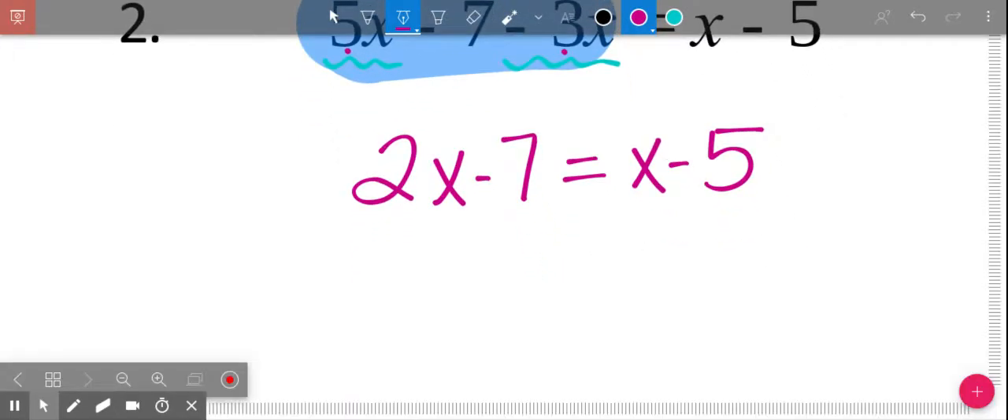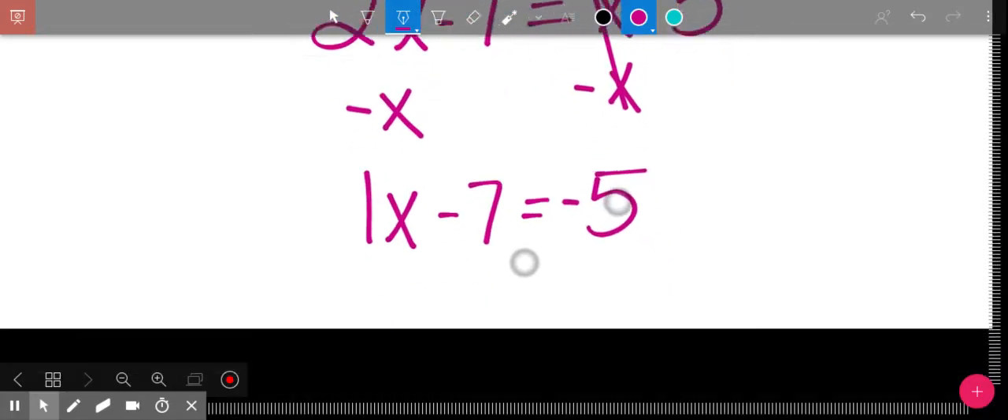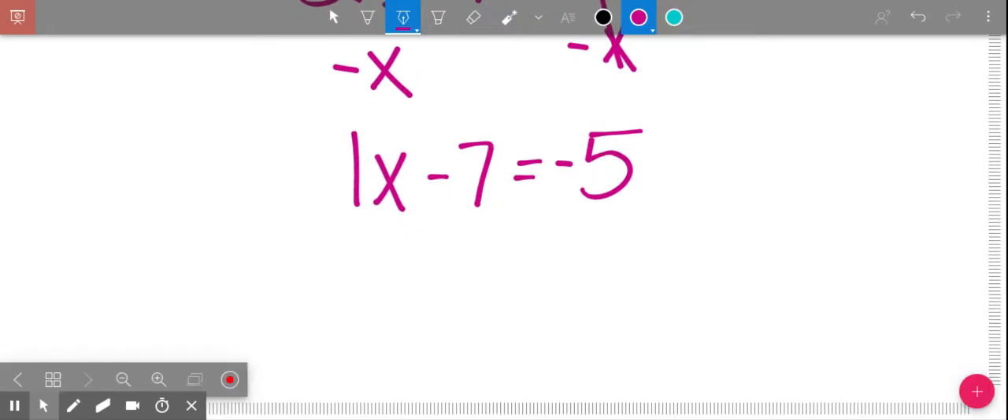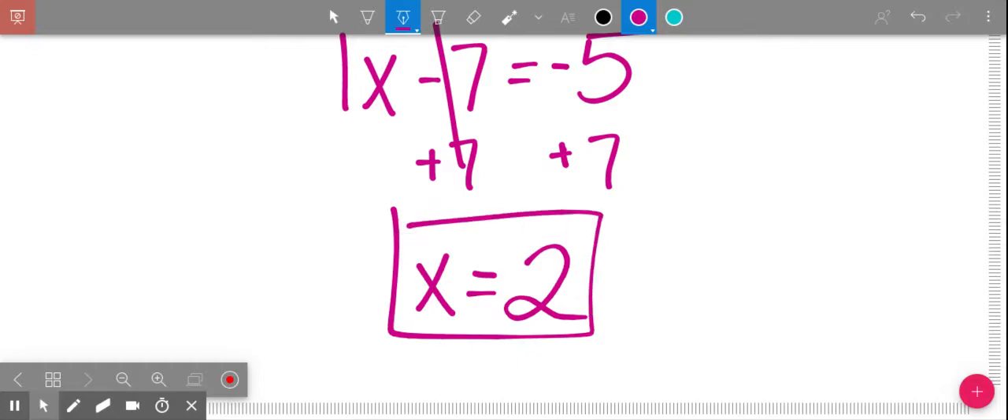Now I've simplified both sides as far as I can, so I need to get the variables all on the same side. So I'm just going to move it over to the left. You can move it onto either side though, it doesn't matter. So I'm going to subtract x from both sides. Those will cancel out. 2x minus an x gives me x, or 1x, minus 7 is equal to negative 5. Now from here, I need to get that x all by itself, so I'm going to add 7 to both sides. Those will cancel out, and I'll have x is equal to negative 5 plus 7 gives me 2. That's going to be my final answer for that one.